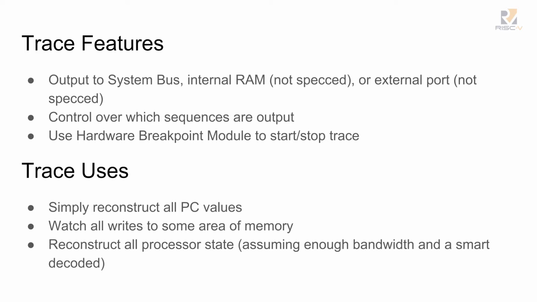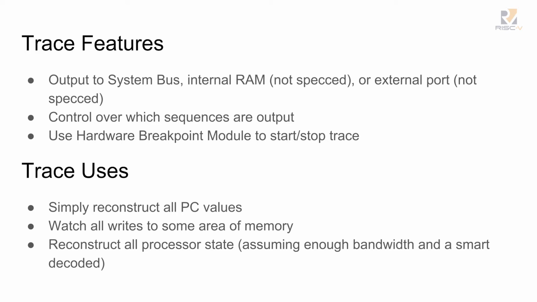You might want to watch memory accesses in some address range or trigger on certain values. And I guess the kind of thing that everybody ideally wants is to reconstruct all processor state. That requires more trace bandwidth and a much smarter decoder.